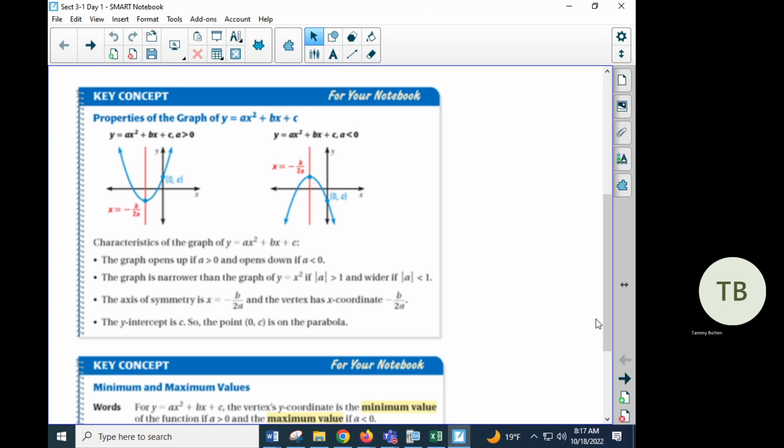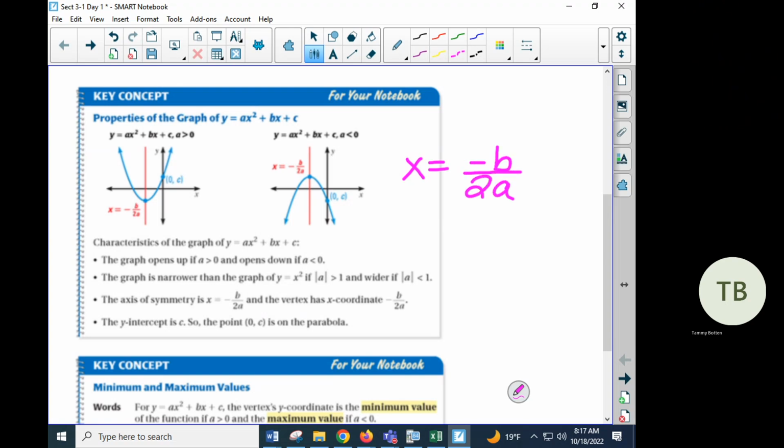If what's in front of x squared is negative, your parabola is going to open down. Another thing we're going to be doing today is writing the axis of symmetry on our graphs. The equation to find the axis of symmetry is negative b over 2a, and I'll be showing you what that is. On your cheat sheet, what we're doing today is this top box, so you have that.